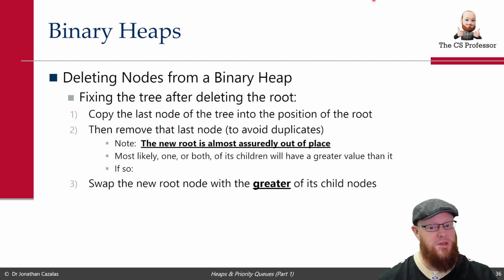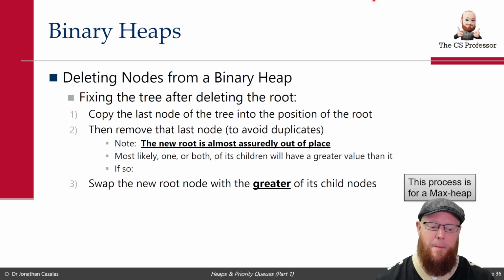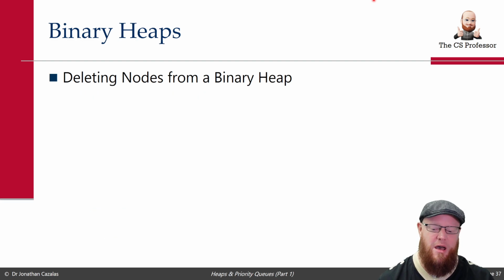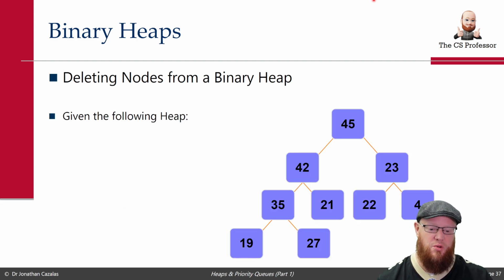We're going to swap this new root node with the greater of its children. That is, if it were a min heap here, not a max heap. That's a percolate down step. Let's look at a visual. So here we have this heap. We would like to delete 45. 45 is leaving the priority queue.